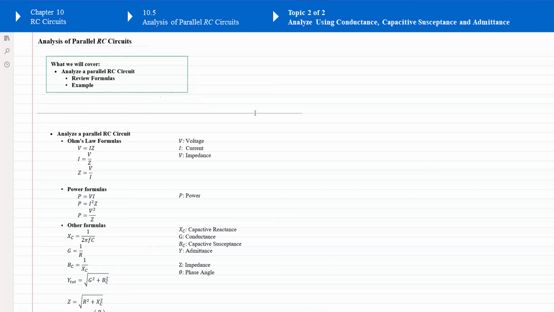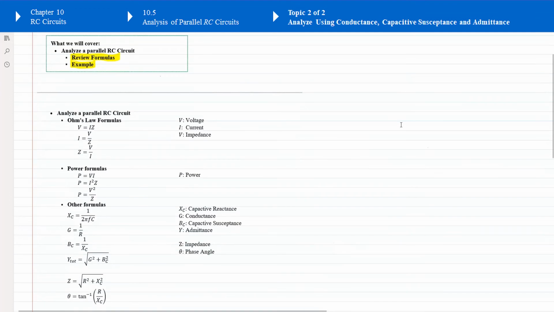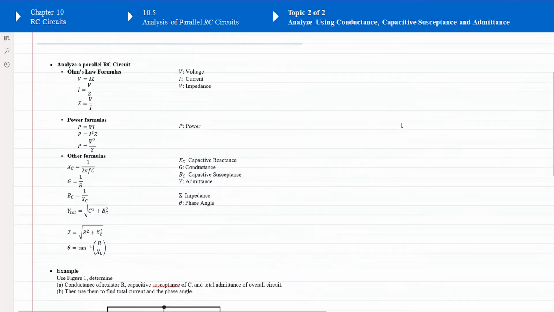This lesson, we analyze the parallel RC circuit. First, we're going to review the formulas, and then we have one example. The best way to improve the skill for solving the problems is to do lots of exercises. So first, let's review the formulas, important formulas used to solve this kind of questions.